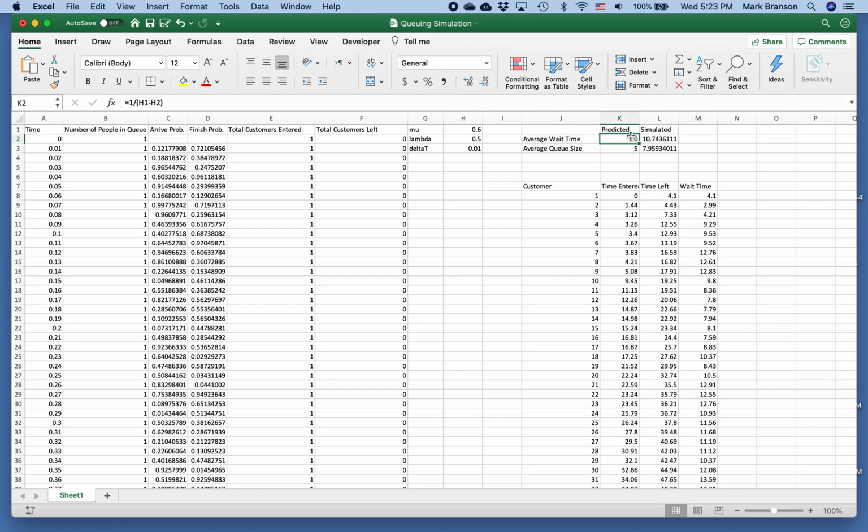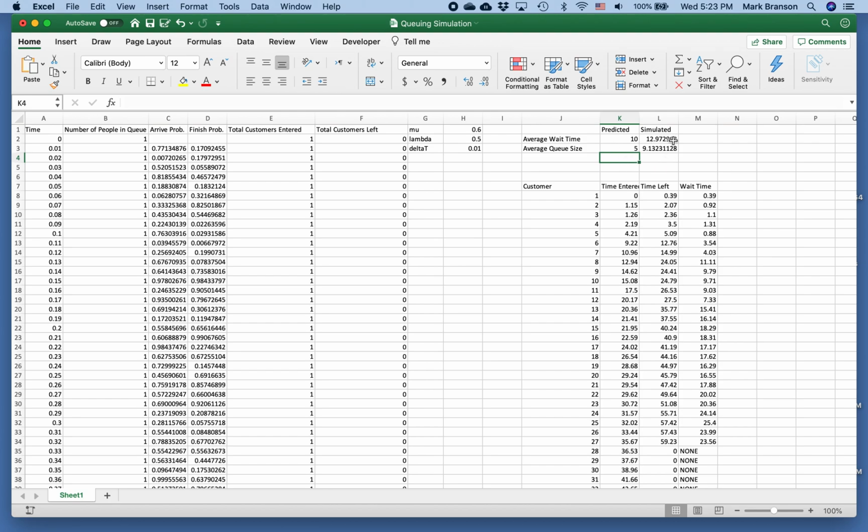So as far as average wait time, I've got my predicted value, which is 1 over mu minus lambda. That was the predicted wait time from those data. And similarly, my average queue size is lambda over mu minus lambda, right? 5. And so then my simulated average wait time comes from averaging the wait times of all the customers. So you can see here I've got how long each customer waited, and we average those, and we get 12.97 is our simulated value with these particular random numbers. The average queue size comes from averaging the number of people in the queue. And so that's 9.13 here instead of 5.